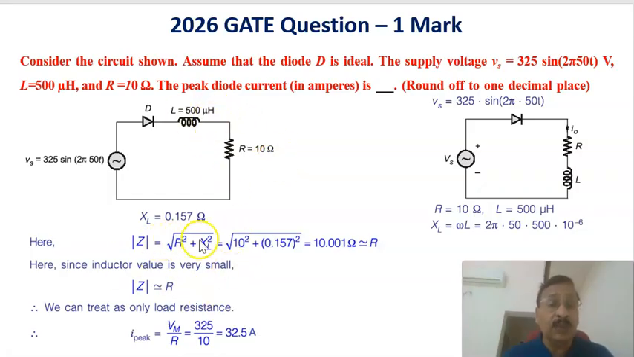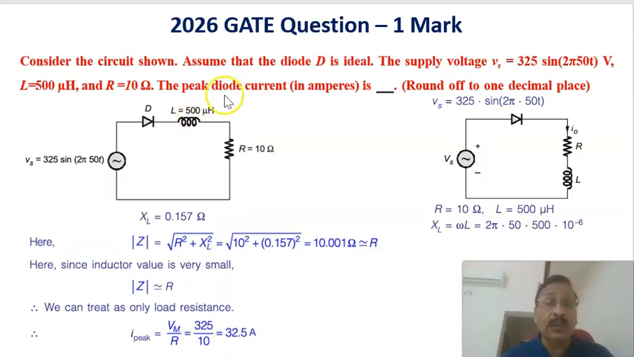Therefore, the impedance, if you calculate, is equal to the square root of R squared plus XL squared, or the square root of 10 squared plus 0.157 squared, which is equal to 10.001 ohms. That is almost equal to the resistance value, because the inductive reactance is very, very small compared to the resistance. That is why the impedance magnitude is almost the same as the resistance value. Therefore, we are approximating the impedance as the resistance value, 10 ohms.